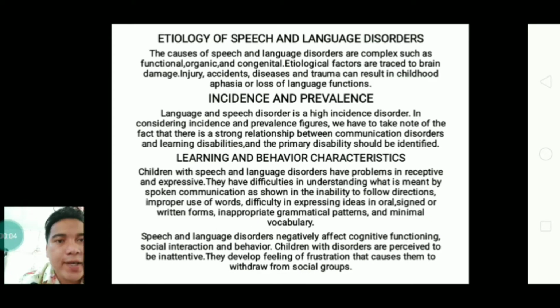Learning and behavior characteristics. Children with speech and language disorders have problems in receptive and expressive language. They have difficulties in understanding what is meant by spoken communication, as shown in the inability to follow directions, improper use of words, difficulty in expressing ideas in oral, sign, or written forms, inappropriate grammatical patterns, and minimal vocabulary. Speech and language disorders negatively affect cognitive functioning, social interaction, and behavior. Children with disorders are perceived to be inattentive. They develop feelings of frustration that cause them to withdraw from social groups.